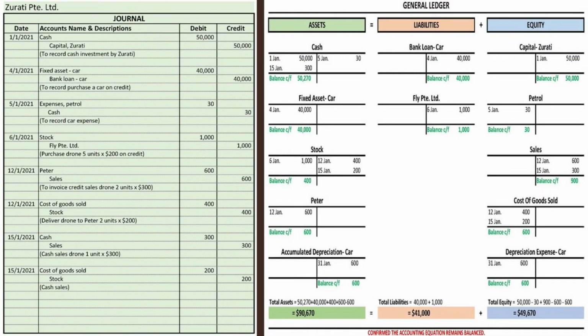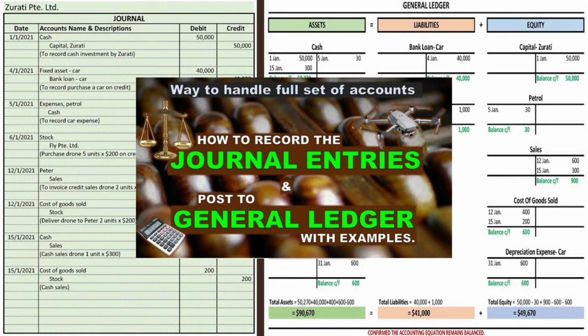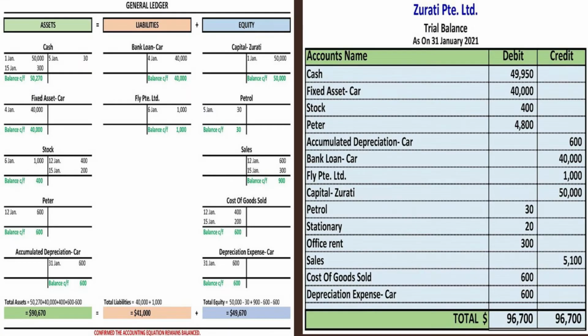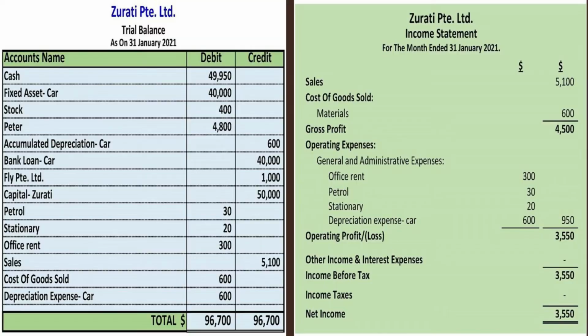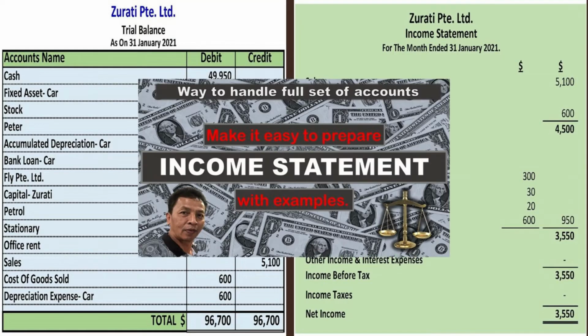In my previous 3 videos, I showed the process in more detail to record the journal entries, the double entries, debits and credits, posted to the general ledger, transferred to the trial balance, and made an income statement. This step-by-step sequence is very important to follow towards handling a full set of accounts. I have provided the 3 videos link in the description below for your easy reference.